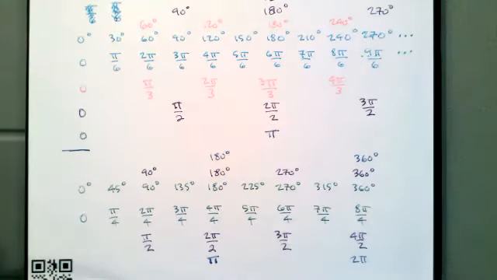So your job by next week is to have all of the common angles in radians and degrees. So going all the way around the circle, 0, 30, 45, 60, 90, 120, 135, 150, 180, 210, 225, 240, 270, 300, 315, 330, and 360, all in multiples of pi. Look at your pi over 6s, your pi over 3s, your pi over 2s, and your pi over 4s. Any questions?